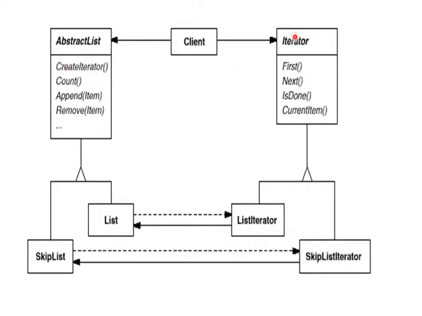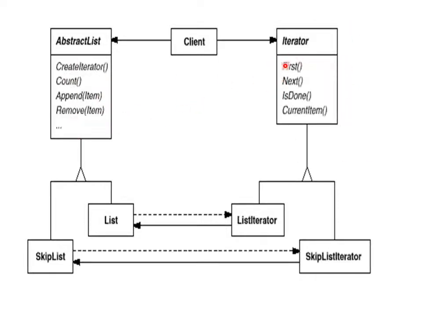Create iterator means an iterator class will be created, whatever the object needs to be checked. The elements need to be counted, and which iterator item object can be appended or added, or which needs to be removed, all can be defined in the abstract list.